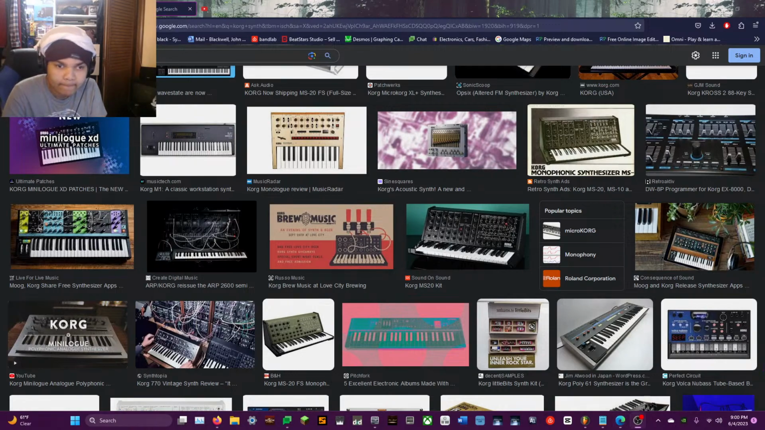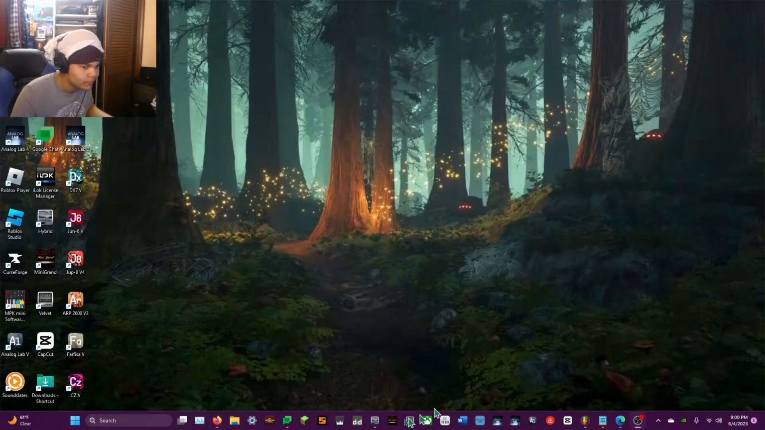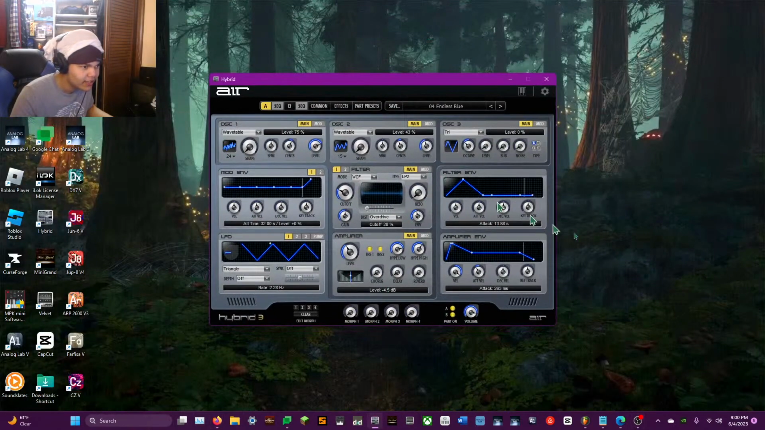Honestly, back when I was using Hybrid, I was just tweaking the knobs and everything, not knowing what I was doing. But now I know what I'm doing, so it's easier for me. So I'm just giving that as a heads up. Well, I have it open right now. Here is what Hybrid looks like.